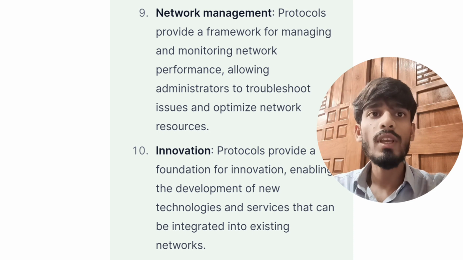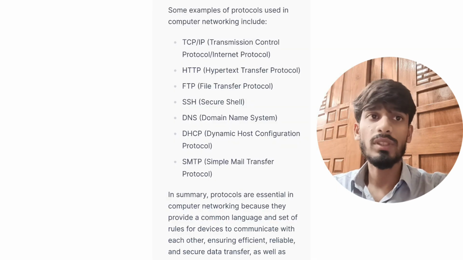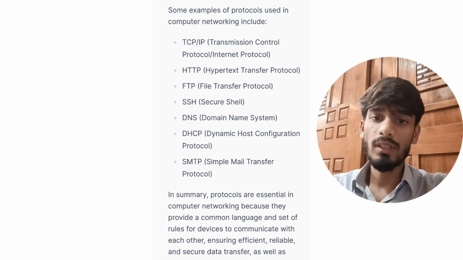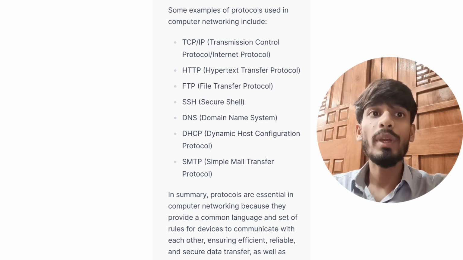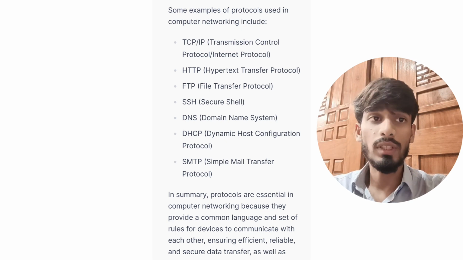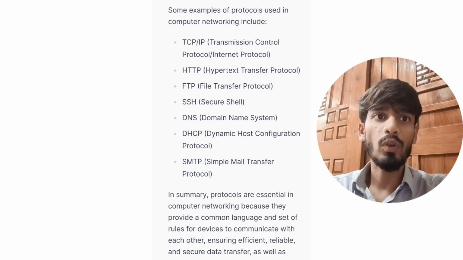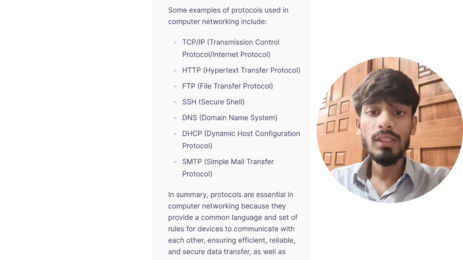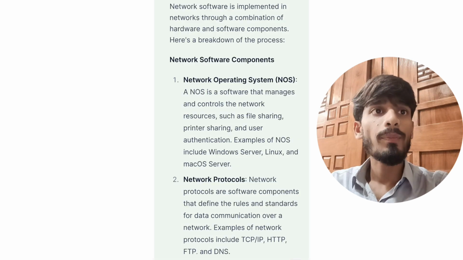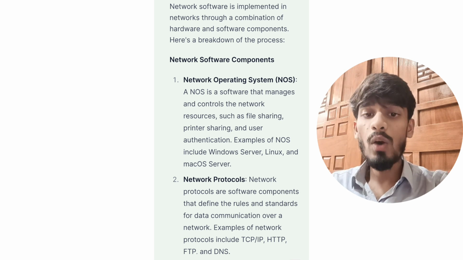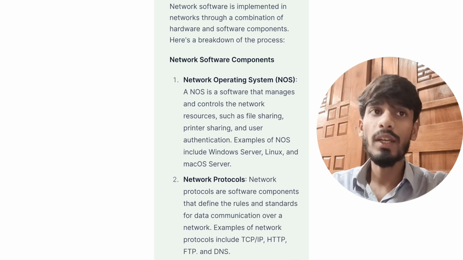networks. Some examples of protocols are Transmission Control Protocol, Hypertext Transfer Protocol, File Transfer Protocol, Secure Shell, Domain Name System, Dynamic Host Configuration Protocol, Simple Mail Transfer Protocol. These are some of the examples of protocols. Till now we discussed why protocols are important. Now we will discuss how network software is implemented in networks.